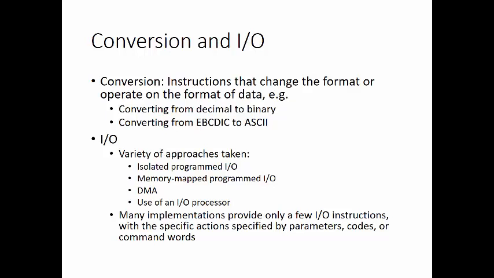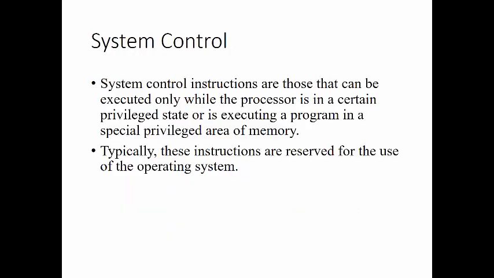Many implementations of the instruction set provide only a few I/O instructions, with specific actions specified by parameters, codes, or command words. System control instructions are those that can be executed only while the processor is in a certain privileged state or is executing a program such as the operating system that's in a special privileged area of memory. And typically these instructions are reserved for use by the operating system.